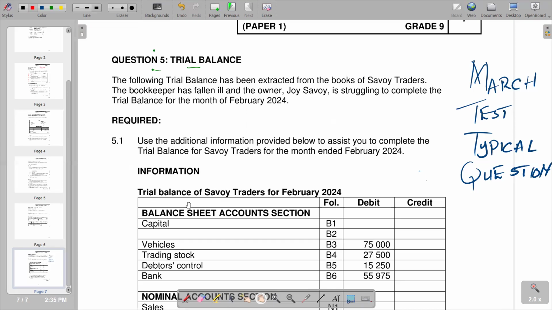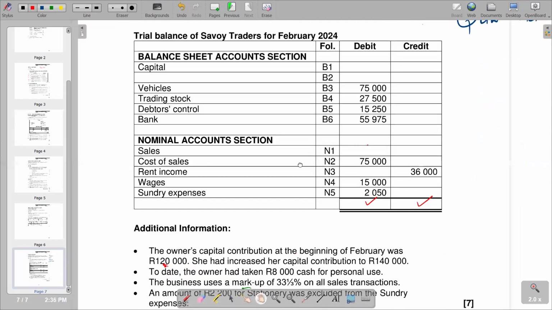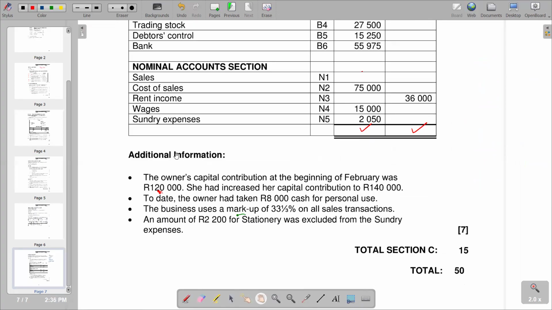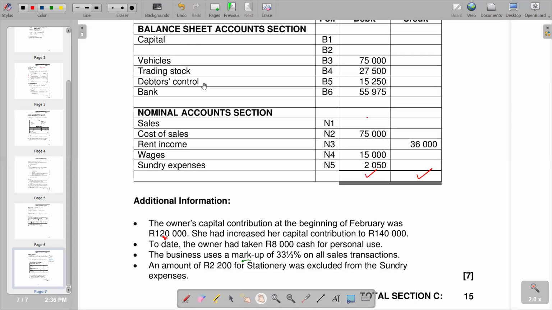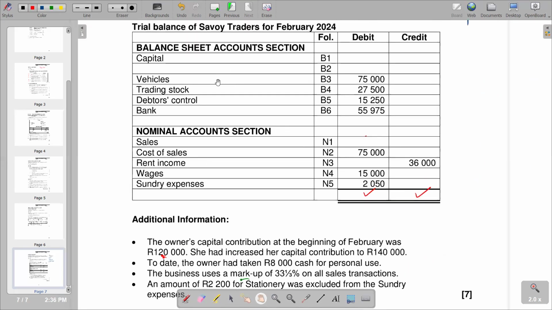We are given the trial balance of Savoy Traders for February 2024, with a column for the portfolio, a column for the debit side, and then the credit side. Beneath that, we are given additional information which we must go through before answering the question. Remember, this additional information is correcting some balances in the trial balance.